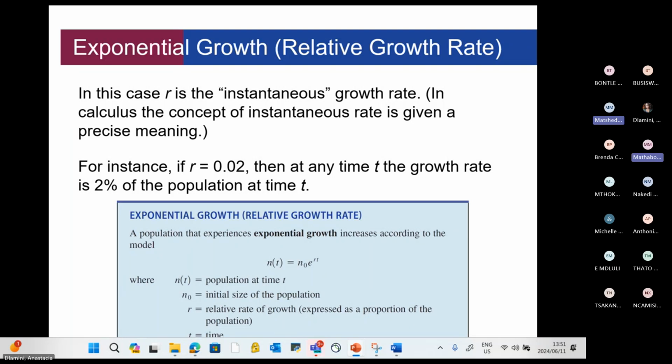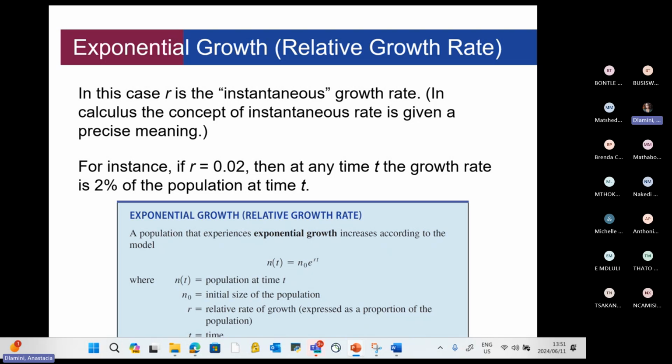Compound interest continuously. So it means that the money borrowed or the money invested, when it's compounded continuously, what happens? It grows exponentially. Do you see that? Yes, ma'am. So now they say a population that experiences exponential growth increases according to the model.